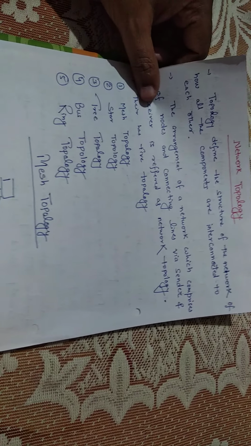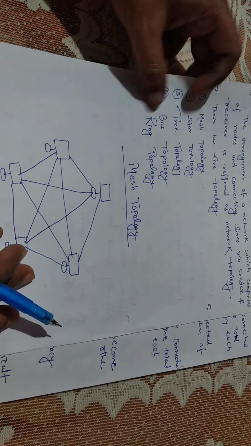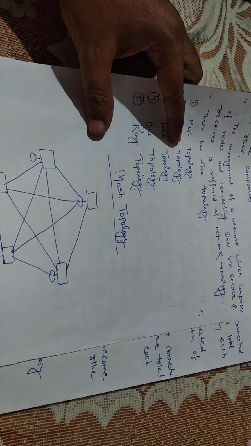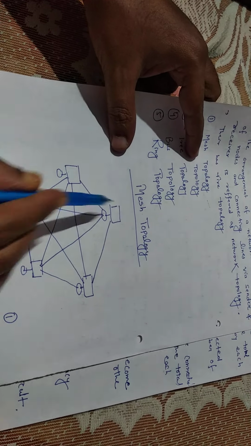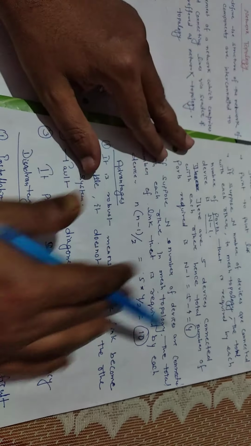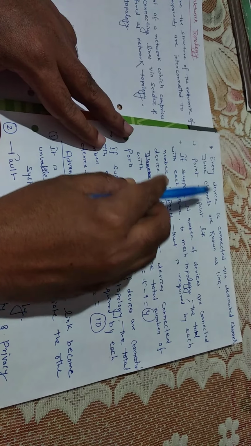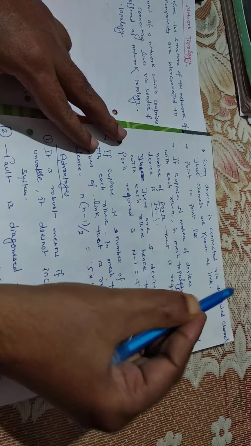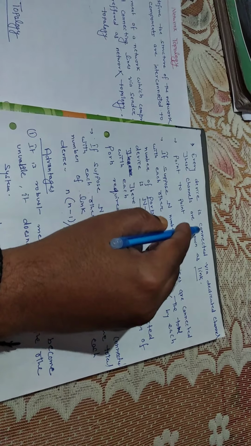I already made a diagram of mesh topology where every node, or computer, is connected with each other. In mesh topology, every device is connected via a dedicated channel. These channels are known as links. So first, every device is connected via a dedicated channel.